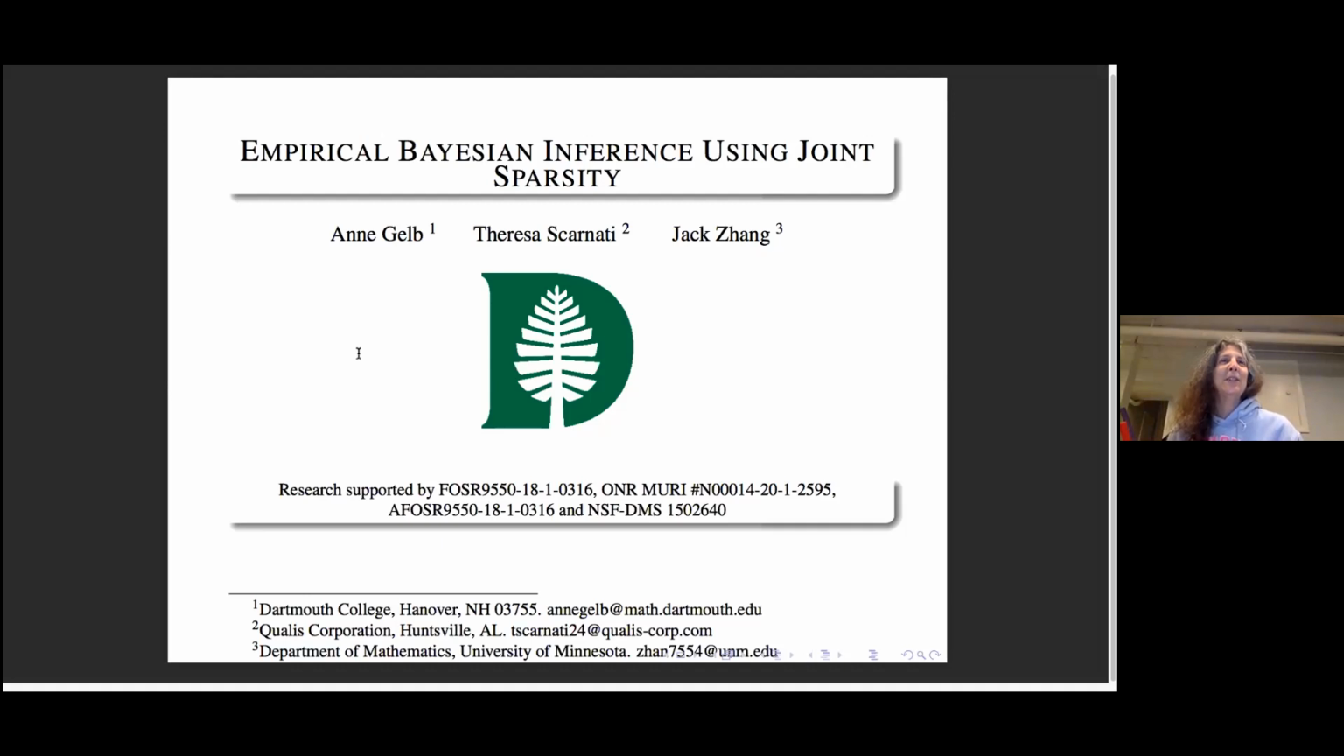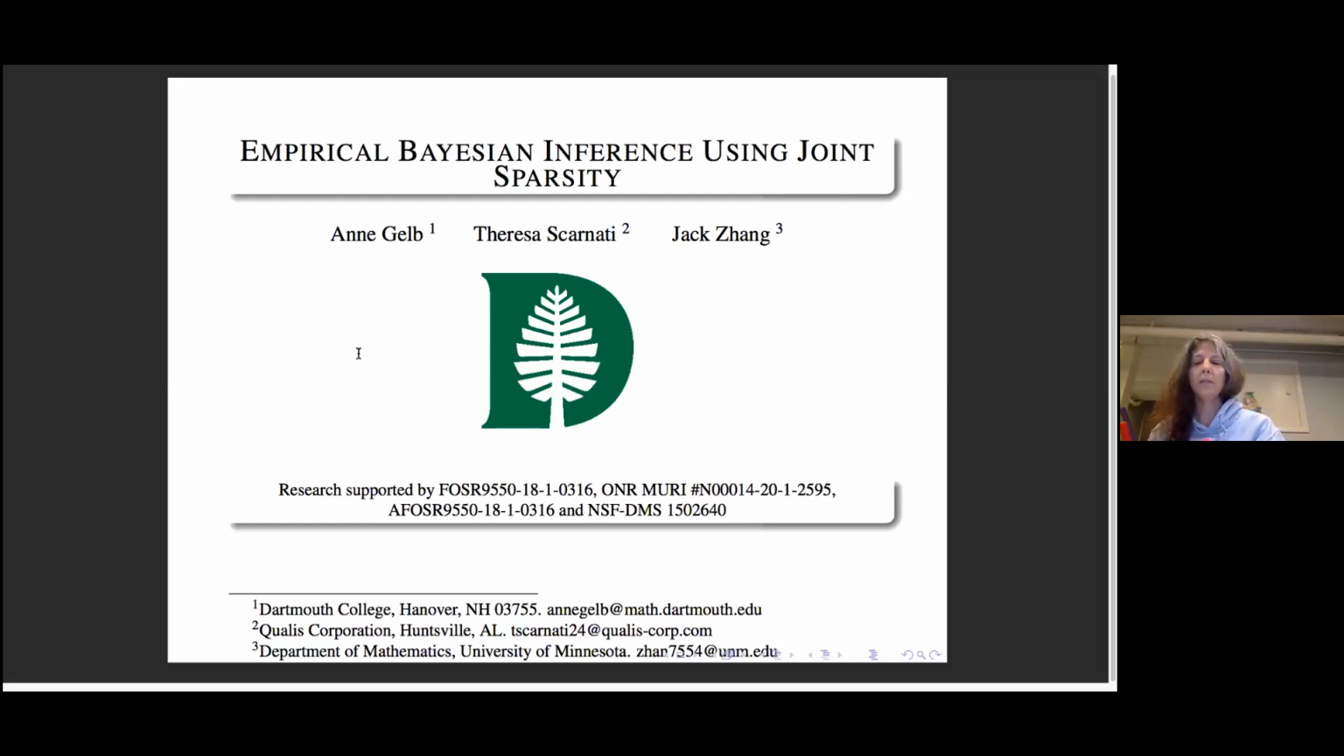So this is with a former PhD student, Theresa Scarnati, who's now a full-on equal collaborator. She was at the AFRL for a long time, and now she's joined Qualis Corporation in Huntsville, and she actually lives in Huntsville, even though she's doing the job remotely. And the other is Jack Zhang, who kind of brought this problem to us. I was really impressed with him when he was an undergraduate at Dartmouth, and he's now a PhD student at the University of Minnesota. And of course, we're very grateful for our support from different agencies that are listed here below.